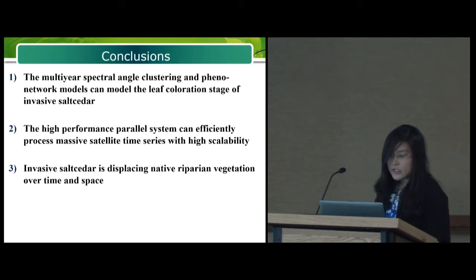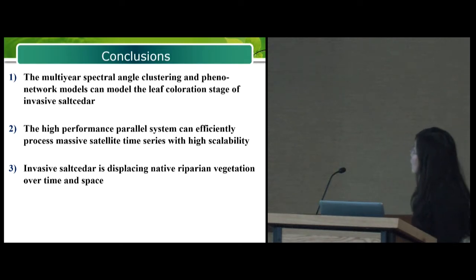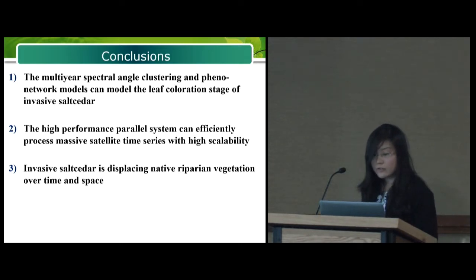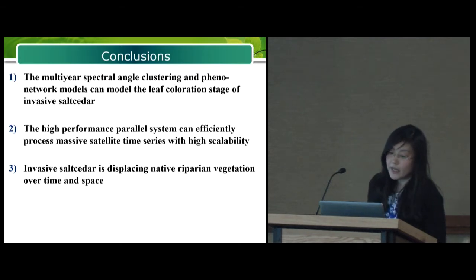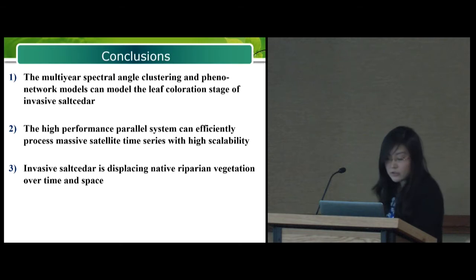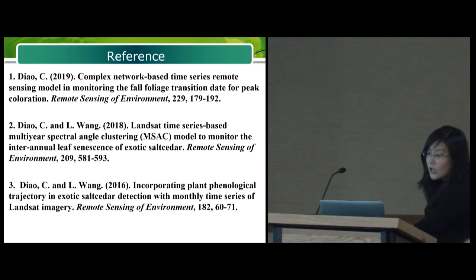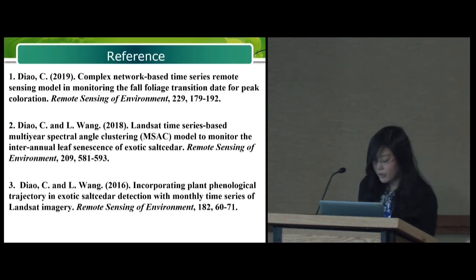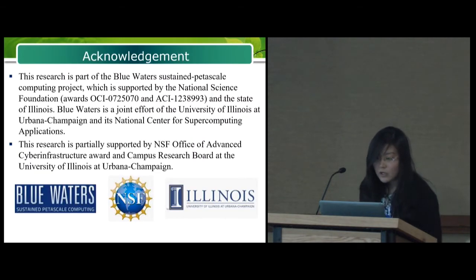To conclude our study, the two leaf coloration models we have developed can model the leaf coloration stage of the invasive species, and the high-performance parallel system can efficiently process the massive satellite time series with high scalability. And especially in the Forgotten River Ridge, we find the invasive species is displacing the native riparian vegetation over time and space. Those are the papers we have published relevant to this project.